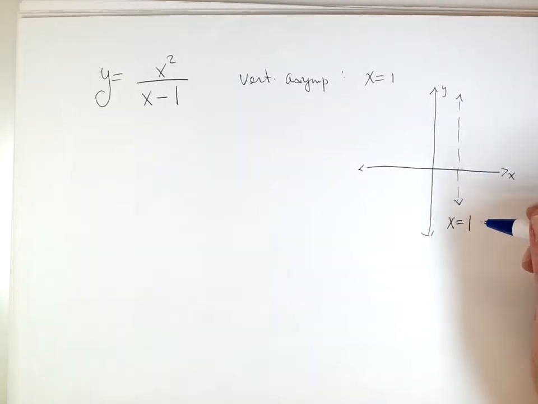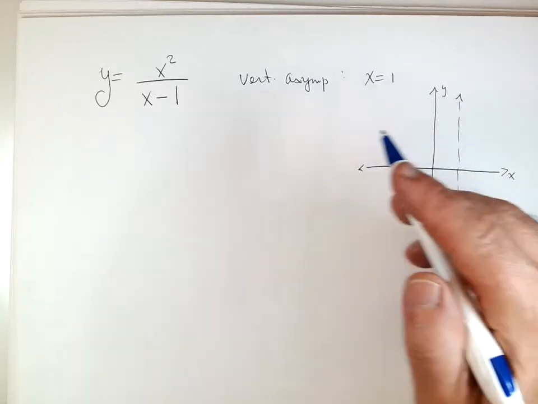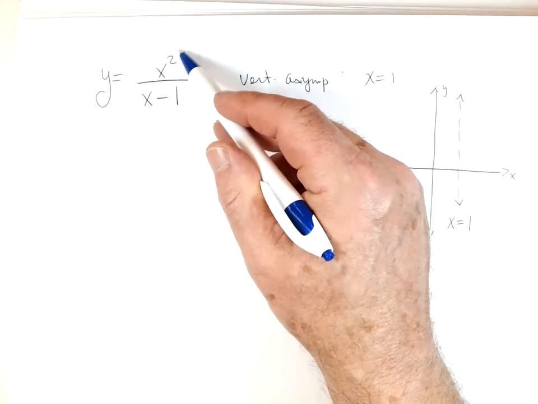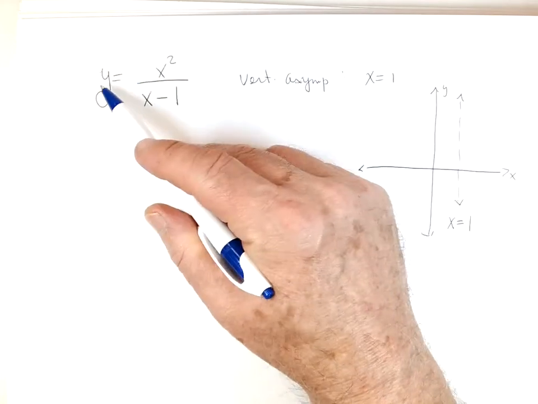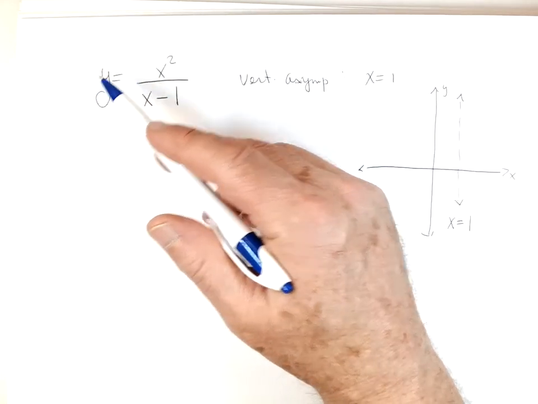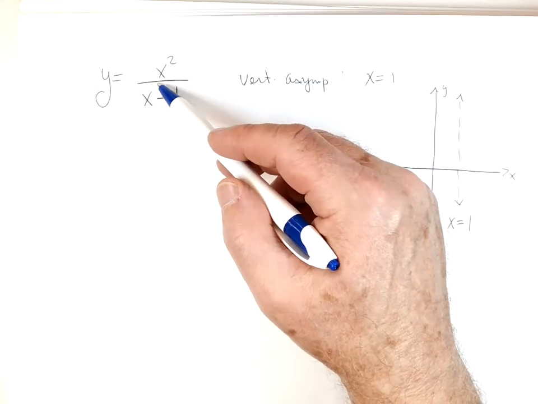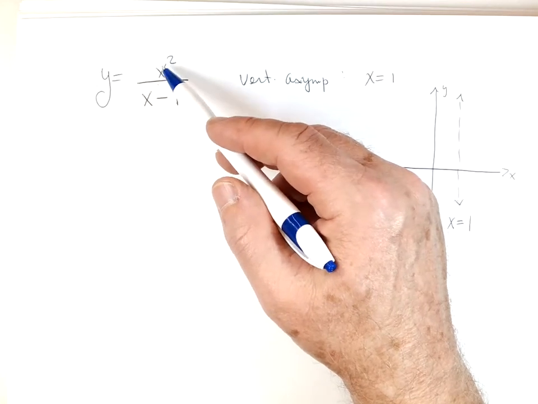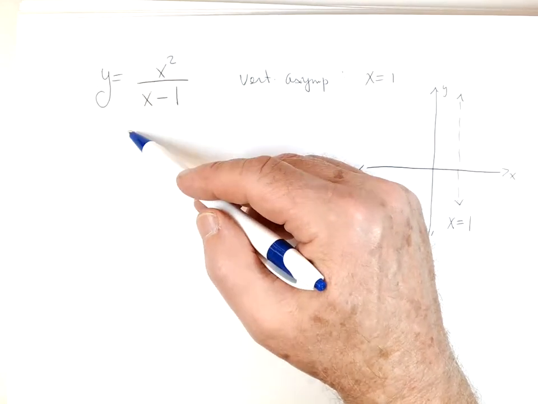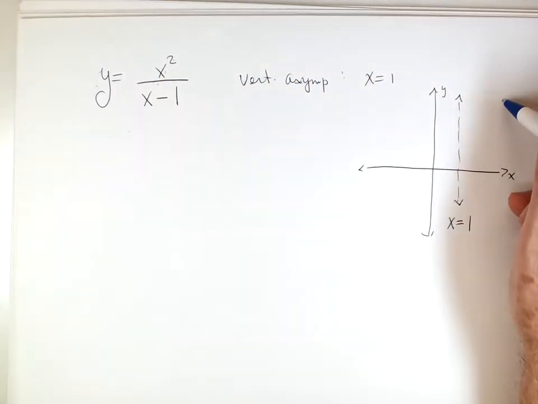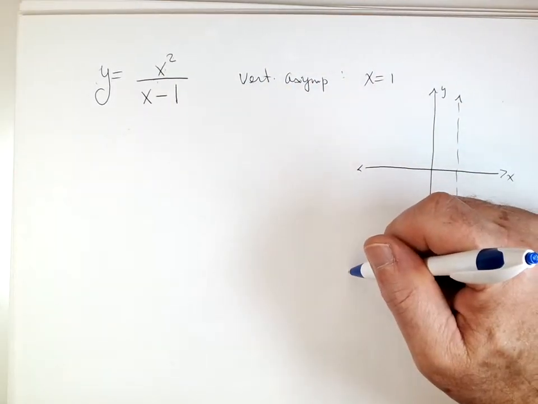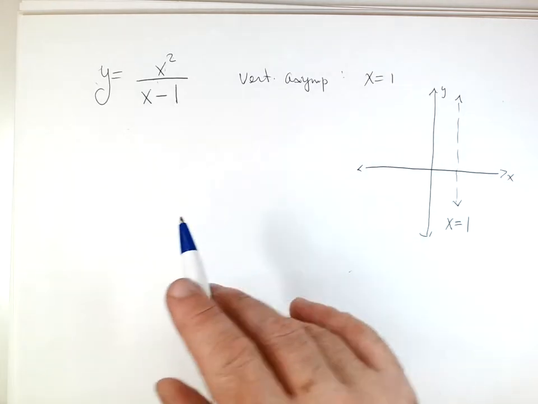We do not have a horizontal asymptote because when you take the limit as x goes to infinity, this will go to infinity. And as x goes to negative infinity, this limit will not exist either. What will happen is this will go to negative infinity. So neither limit exists. One goes to positive infinity and the other goes to negative infinity. That's what's going to happen there.